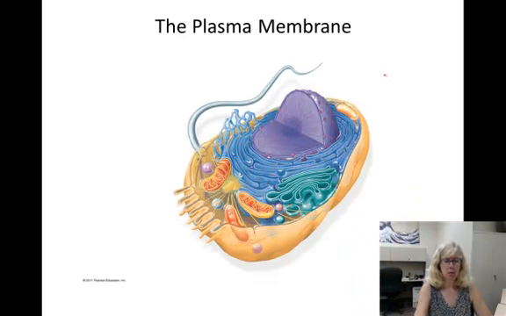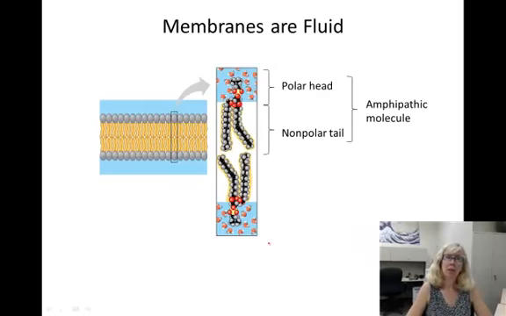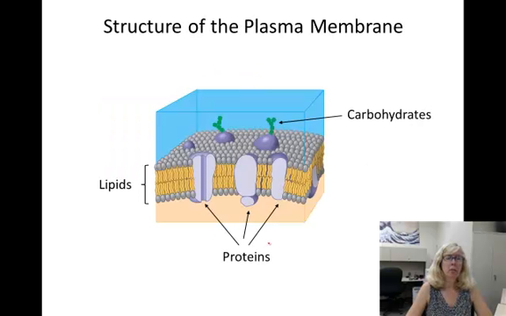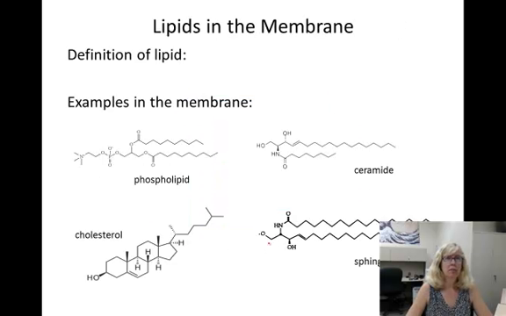Let's learn a bit more about the plasma membrane of the cell. You already know about the lipid bilayer formed by phospholipid molecules, but there's more going on than just phospholipids. There are many different types of lipids, proteins, and carbohydrates associated with the plasma membrane. So let's take a look at each.